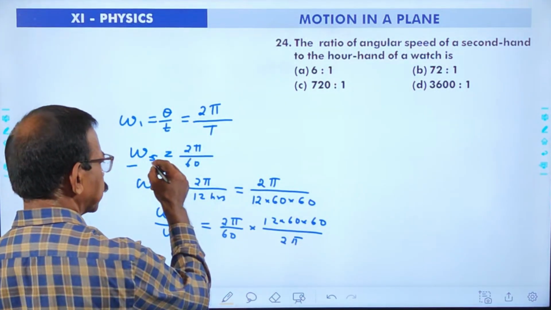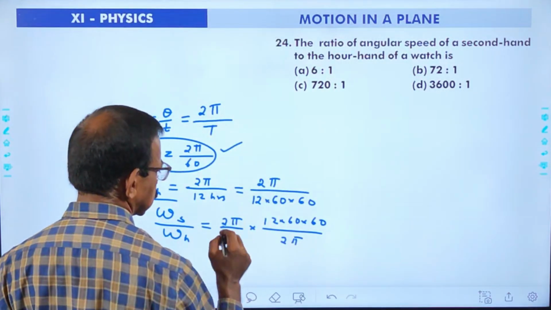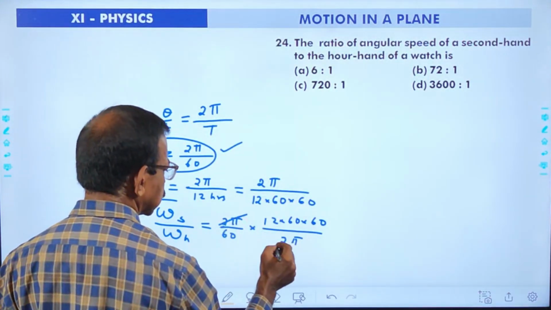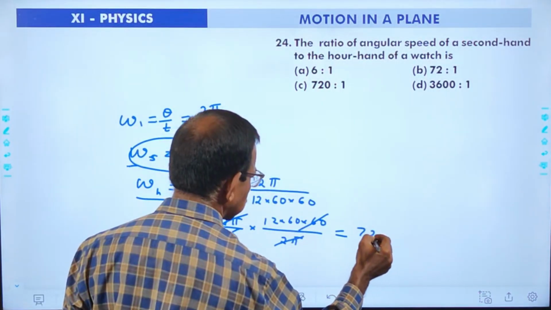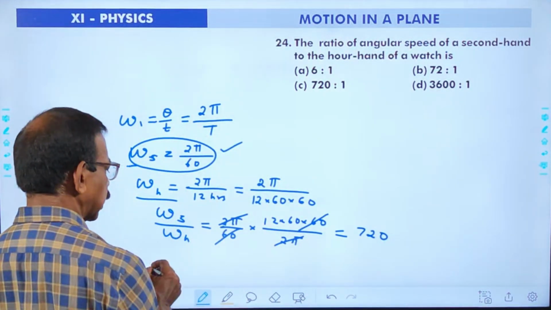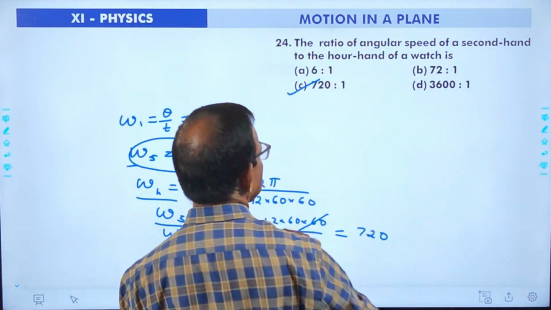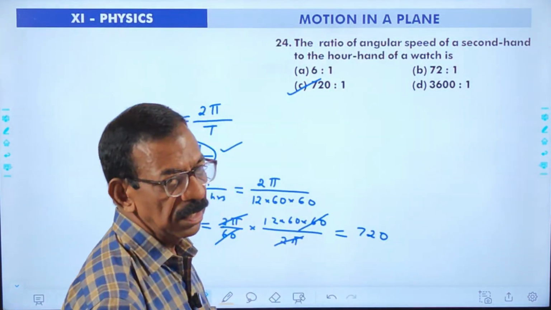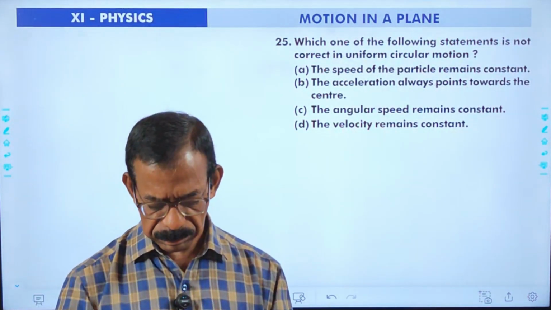That's the ratio of the angular velocity of the second hand to the angular velocity of the hour hand. Now 2 pi cancels, 60 cancels, and the remaining will be 12 into 60, which is 720. The ratio of the angular velocity of the second hand to the hour hand is 720 is to 1. Here the correct answer is option C, 720 is to 1. Next is question number 25.